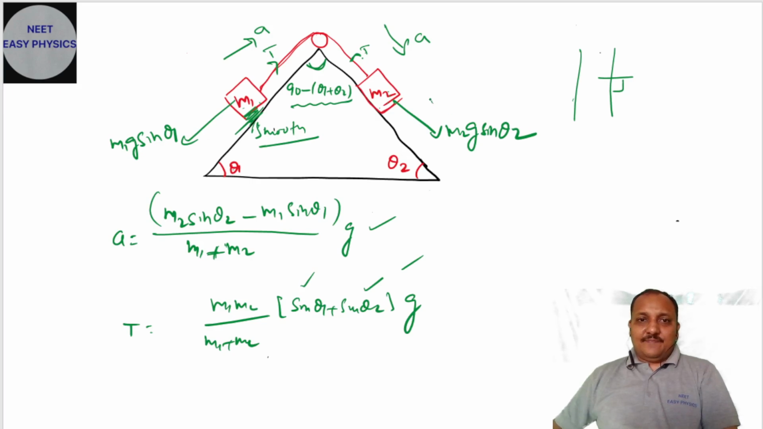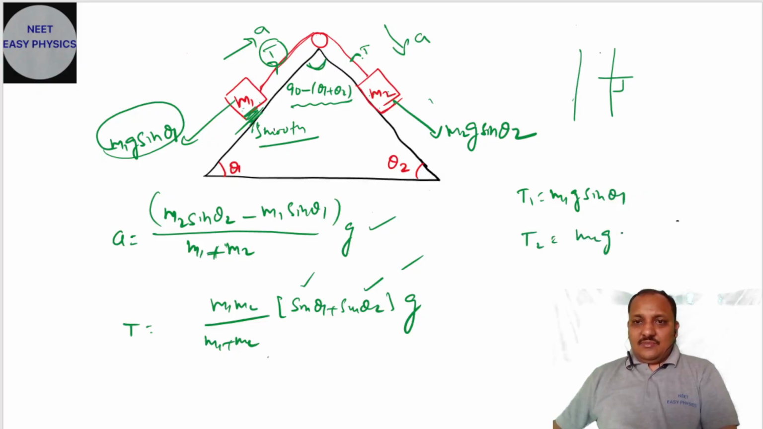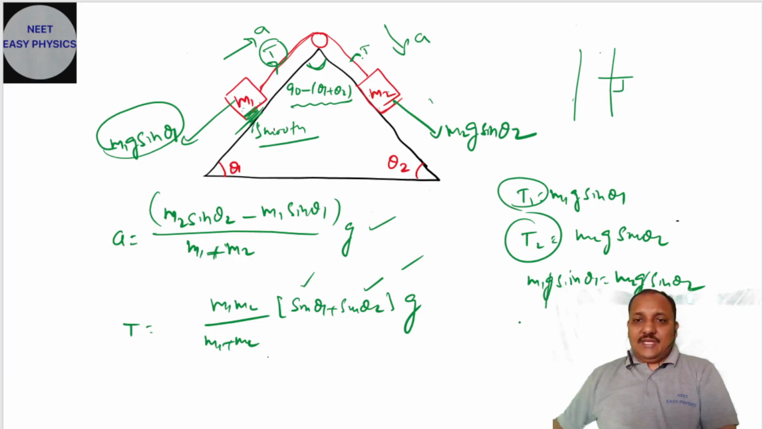Now, how are they going to ask problems on this? Within this problem, what should be the masses of M1 and M2 if both are at rest, in equilibrium position? If these two should be in equilibrium, the tensional force should be equal to M1 g sin theta. So T1 is equal to M1 g sin theta. T2 should be equal to M2 g sin theta 2. Both the tensional forces are equal. Therefore, M1 g sin theta 1 is equal to M2 g sin theta 2. So g will be cancelled. This is the condition: M1 sin theta 1 equals M2 sin theta 2. Like this they are going to ask.